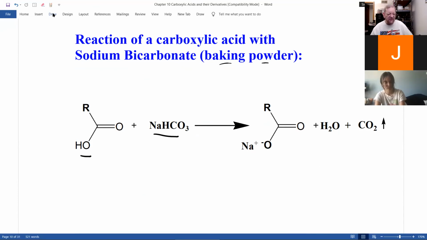If you take a carboxylic acid, remember the carbonyl here, and react it with sodium bicarbonate, you get the carboxylate anion, you get water, and you get carbon dioxide that's given off as a gas. This arrow means a gas. So you get the carboxylate, water, carbon dioxide. So let's look at this reaction. And first of all, why does it do that?